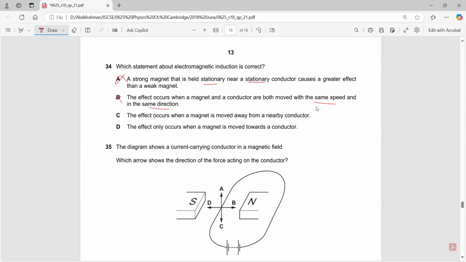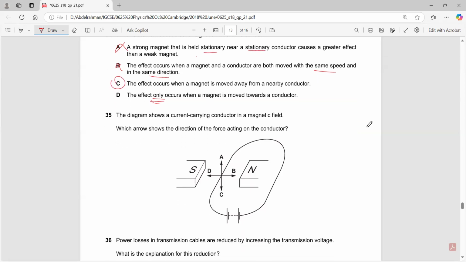C: the effect occurs when the magnet is moved away. D: the effect occurs when the magnet is moved towards the conductor. They're almost the same, with a very slight difference. In D, he said the effect only occurs when a magnet is moved towards a conductor, which is wrong. It could occur if the magnet is moving towards or away from the conductor. So it has to be C.